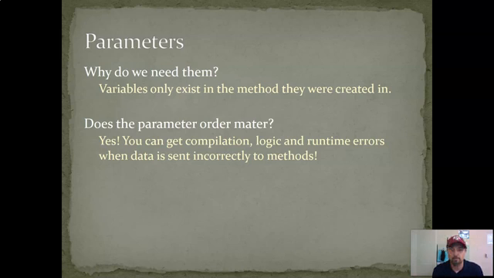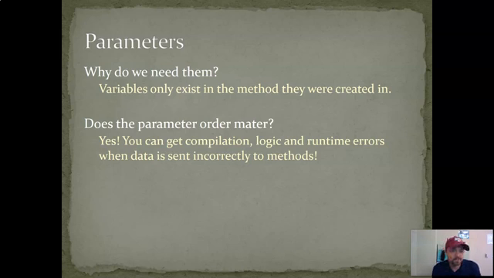So you do need parameters. You can't just leave them blank and then access the variables that are outside of the method. Does the parameter order matter? Yes! You can get compilation or syntax errors, logic errors, and runtime errors when the data is sent incorrectly to a method. So if you send the data in the wrong order, you could be causing all kinds of problems. If you send a double then an int, and it wanted an int then a double, it's going to try to match the double to the int, and it won't be happy, so it won't be able to call the method.